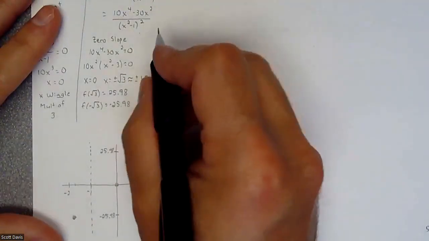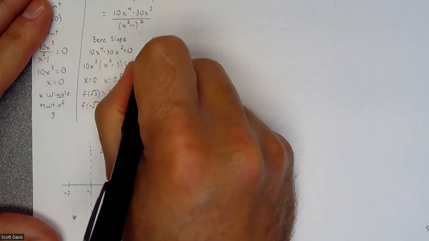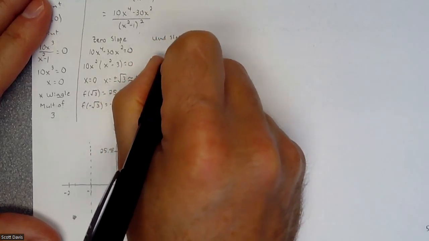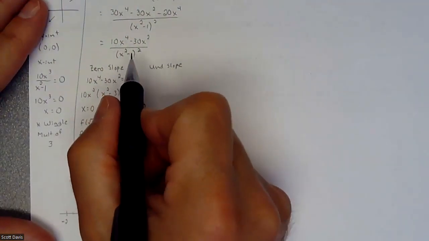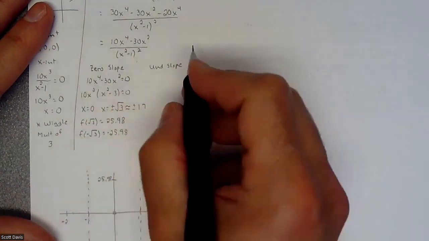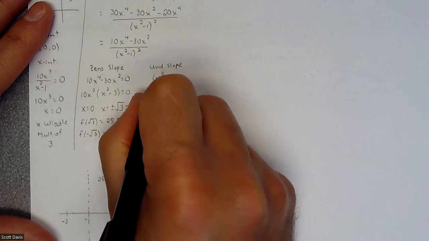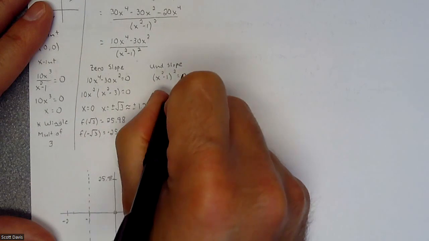Oh, but we're not quite finished. So we got the zero slope critical values, but we also need the undefined slope critical values. All right, not every equation has that, but since we have a denominator that could possibly be 0, that's where that's going to come from. So we'll take the denominator and set it equal to 0. And that's when we have undefined slopes, which could be a vertical slope.